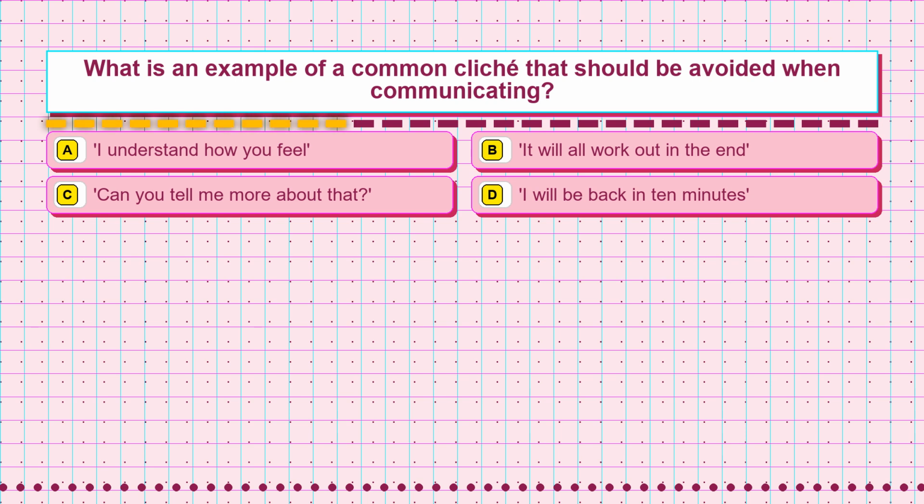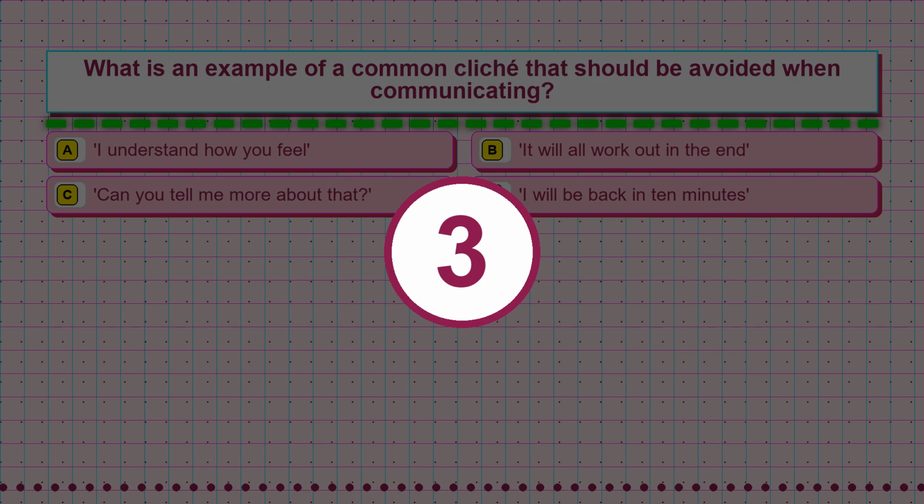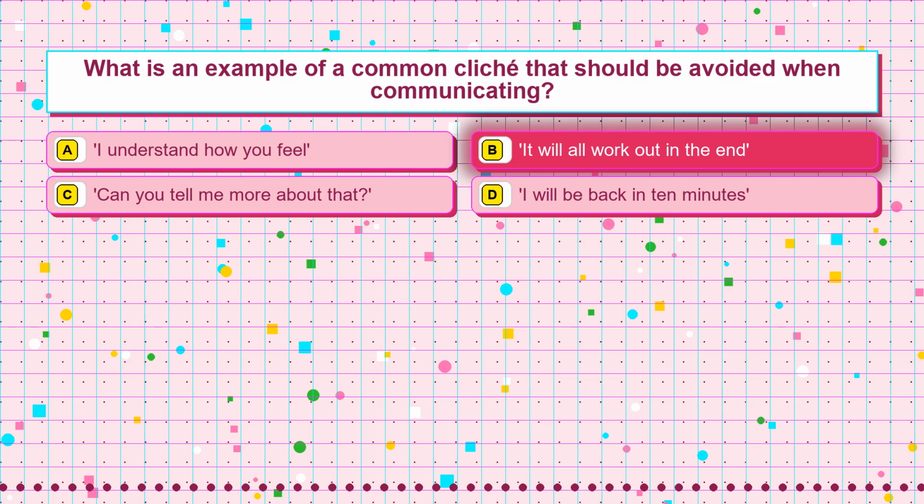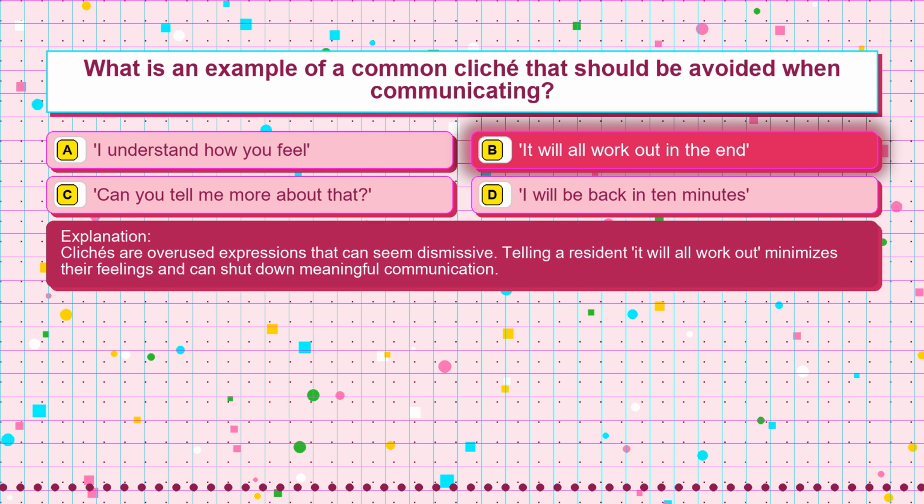Question 30. What is an example of a common cliché that should be avoided when communicating? Option A, I understand how you feel. Option B, it will all work out in the end. Option C, can you tell me more about that? Option D, I will be back in 10 minutes. The correct answer is option B, it will all work out in the end. Clichés are overused expressions that can seem dismissive. Telling a resident it will all work out minimizes their feelings and can shut down meaningful communication.